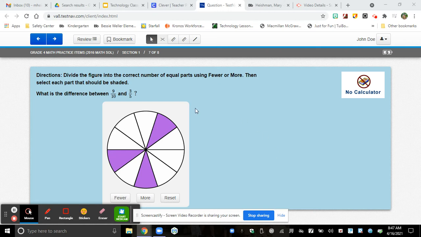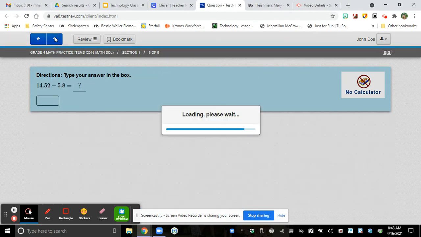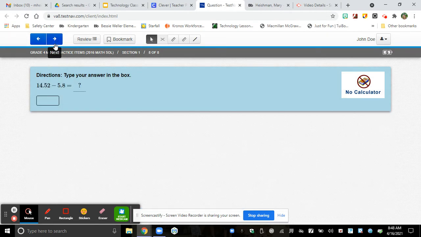All right, this is part 2 of the TestNav tools. We just finished completing our fraction for our answer, and you will see there is 10 pieces of pie and 3 are filled in because that's the answer of 9/10, the difference between 9/10 and 3/5. Moving along, I'm going to keep on going using the next button.